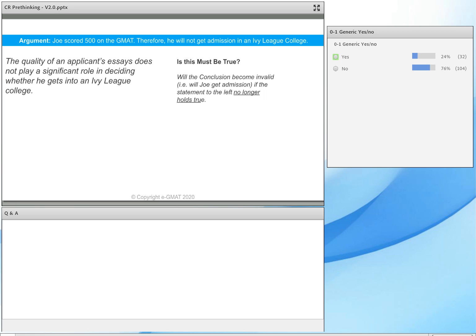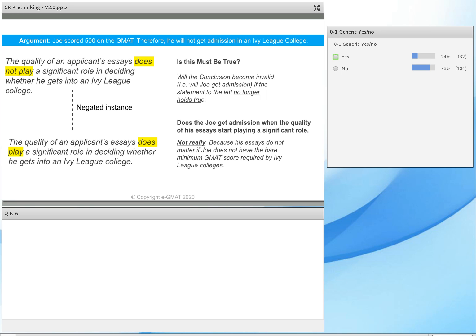If you translate this answer choice, the first step is to translate and simplify it. So it says, hey, essays are not important. Okay. So the question that you ask is, will Joe get admission if this statement is no longer true? So which means, what is the negated version of this? The quality of applicants' essays does play a significant role. So this one is saying, what happens if essays become important? So does Joe get admission?